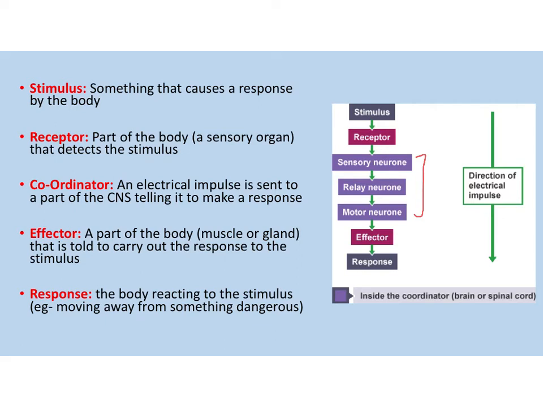So the order goes sensory neuron to relay neuron to motor neuron, and then to the effector, which is a part of the body, usually a muscle or gland, that is told to carry out the response to the stimulus. And the response is the body reacting to the stimulus, for example, moving away from something dangerous. Okay, so the direction, as you can see in this picture, of the impulse is from stimulus to response.